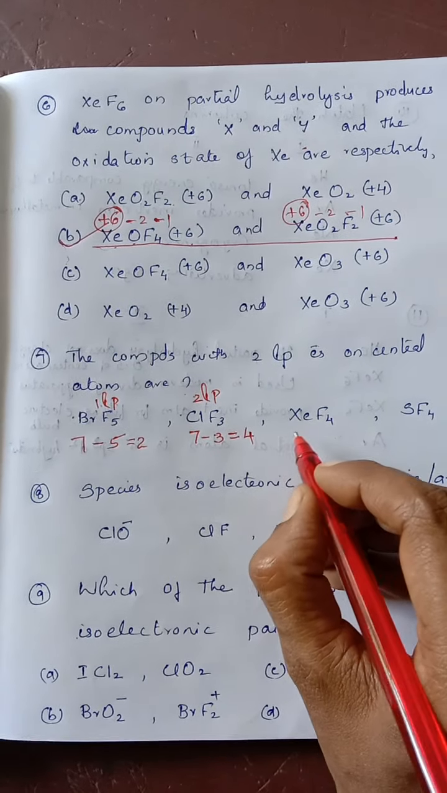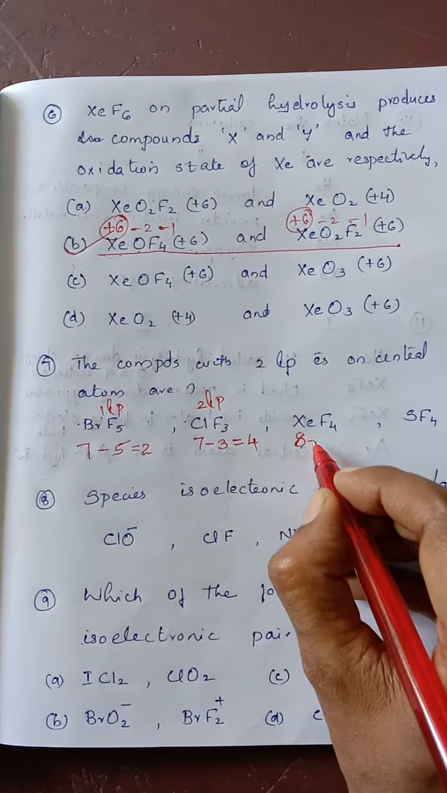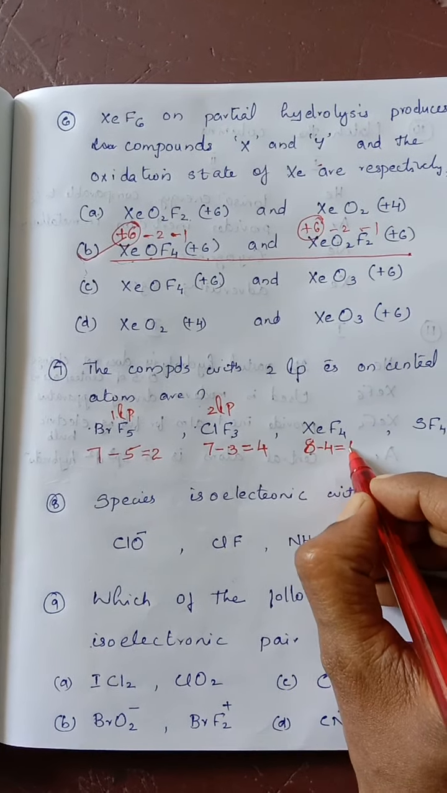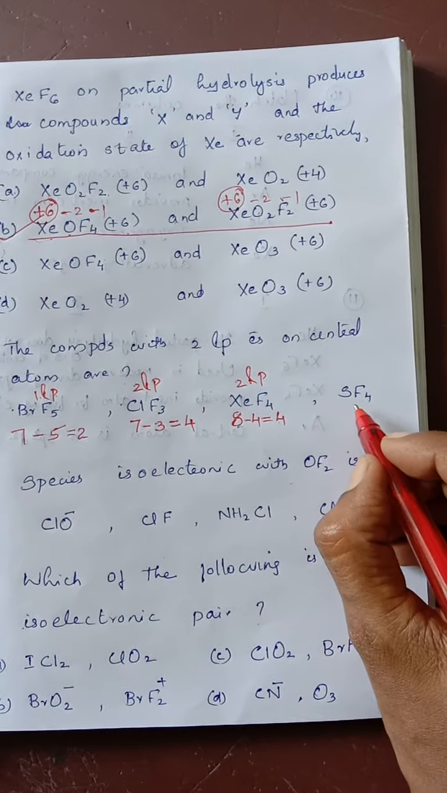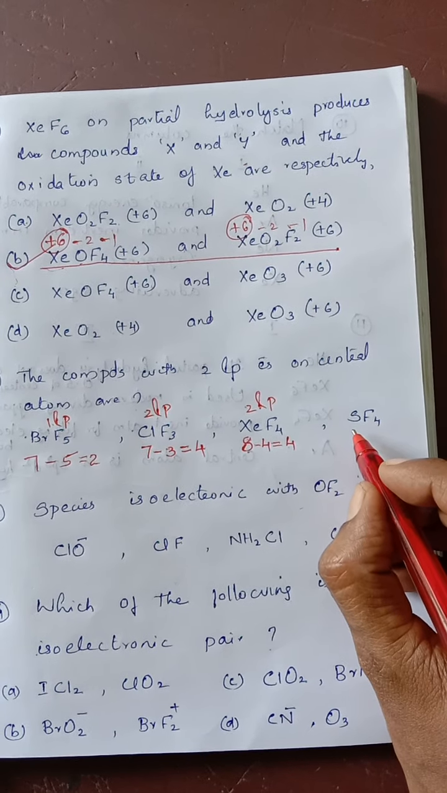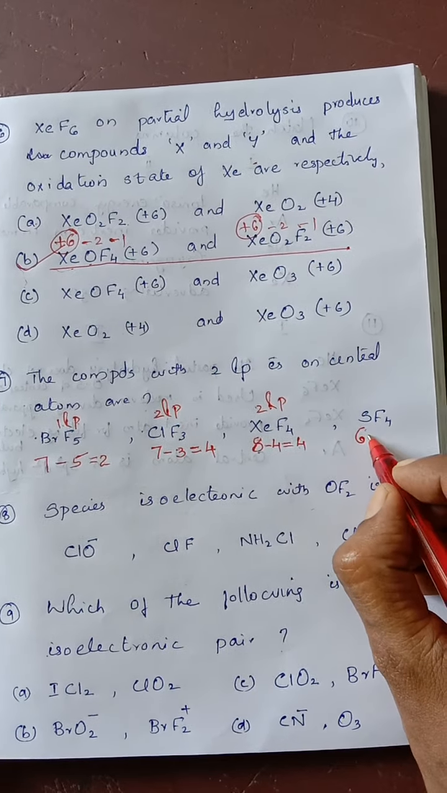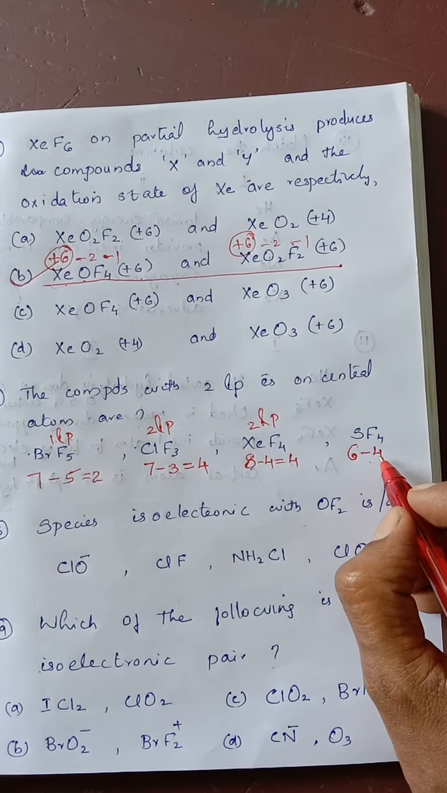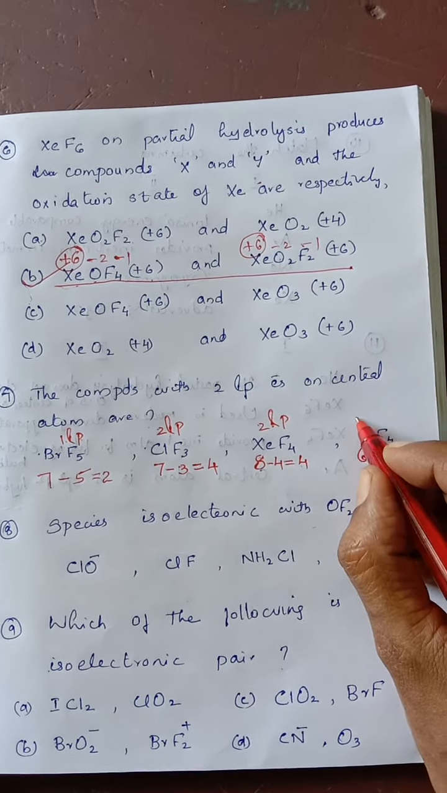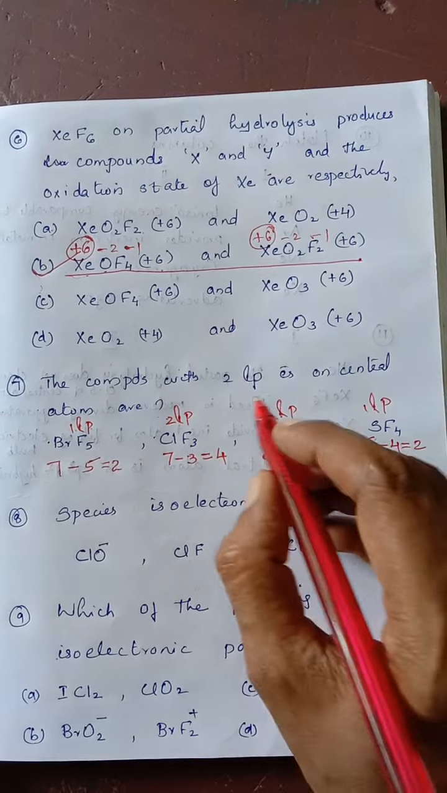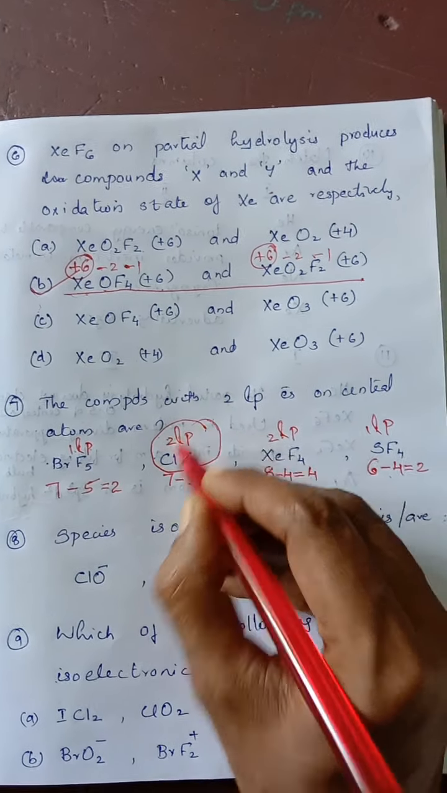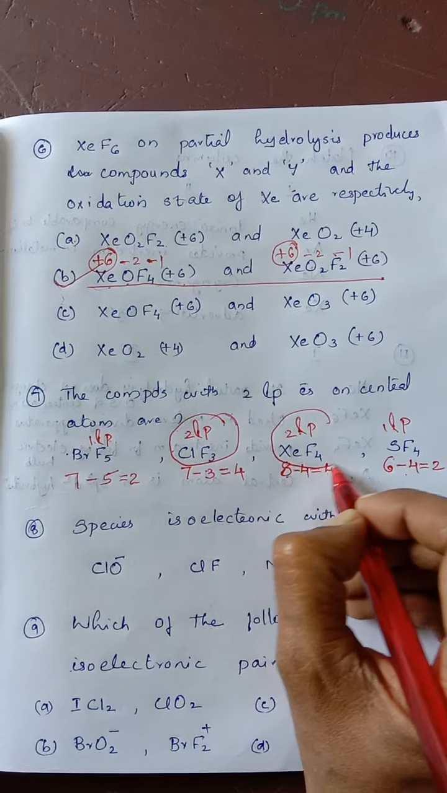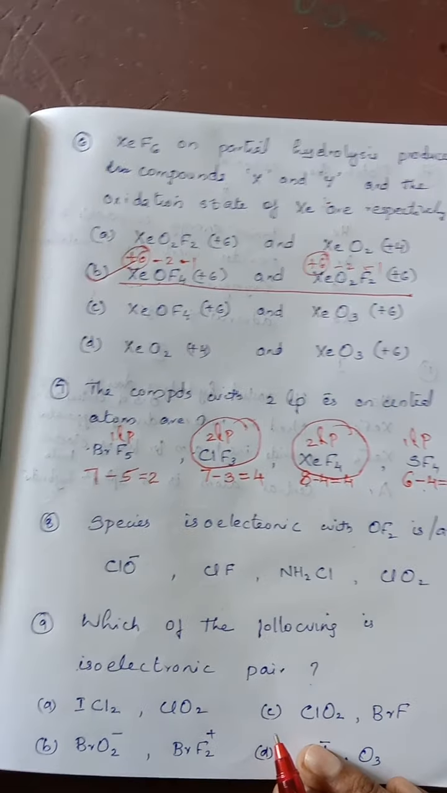Xenon tetrafluoride, xenon contains 8 valence electrons, 4 electrons are used in bonding, the remaining 4 electrons, that means 2 lone pairs. Sulfur tetrafluoride, sulfur is a group 16 element, 6 valence electrons, uses 4 of the valence electrons for bonding, the remaining 2 electrons, that means 1 lone pair. So the compounds with 2 lone pairs are ClF3 and xenon tetrafluoride.